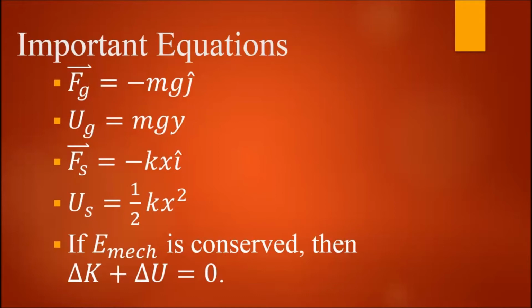The force of gravity is equal to negative mg times j hat, and so the gravitational potential energy is m times g times y. The restoring force for a spring is negative k times x times i hat, and so the elastic potential energy is 1/2 kx squared. And if the mechanical energy of a system is conserved, then the change in the kinetic energy plus the change in the potential energy of the system is 0.